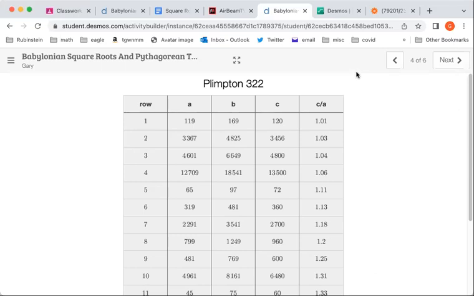I'm sorry. So were the C and C over A columns actually on the tablet, or are we adding that? Good. I added that in. Yeah, the C and the C over A are added in.